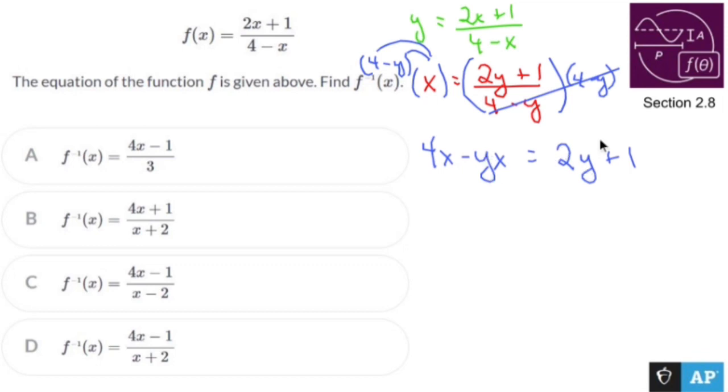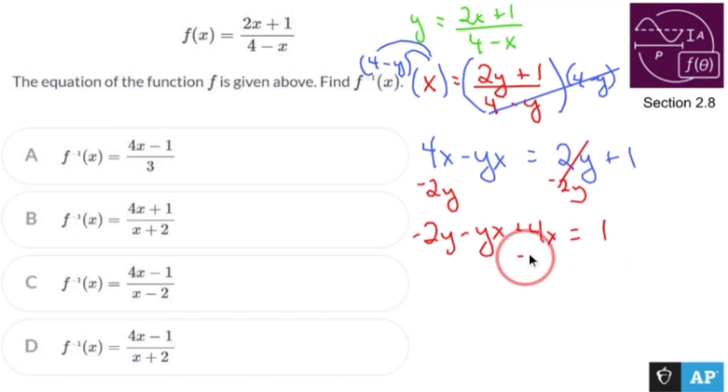Now, if my job is to get y all by itself, we have a bit of an issue here. We have two y's. So let's move all of the y's to one side and everything else to the right. So I'm going to subtract 2y from both sides. So that crosses out. Now I have negative 2y minus yx, and then plus 4x is still lingering, equals 1. Now let's subtract 4x from both sides. And now I have negative 2y minus yx equals 1 minus 4x.